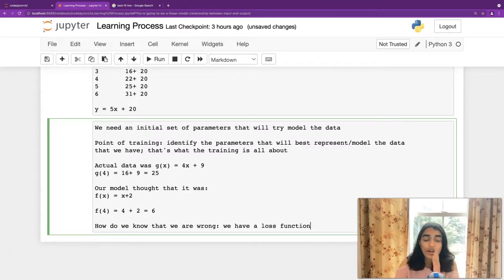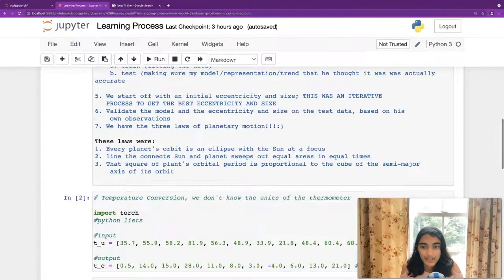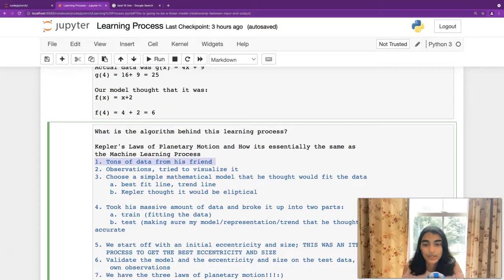We have a loss function. This is an important part of deep learning. We're going to be talking about literally all the components of deep learning, except in the next couple of videos, except for the things that actually make it complicated. So I guess you could say, well, then what are you going to be talking about? But the general process that Kepler used, this is the machine learning process. We have some data, we try a model that we think is going to work, might not work, right? We try to find the best fit line.